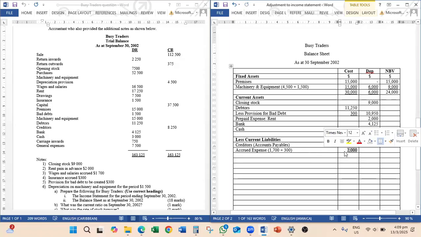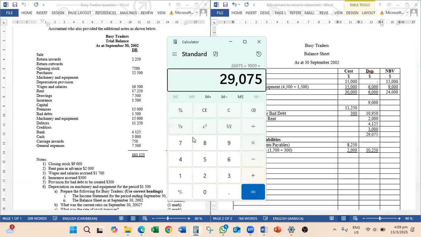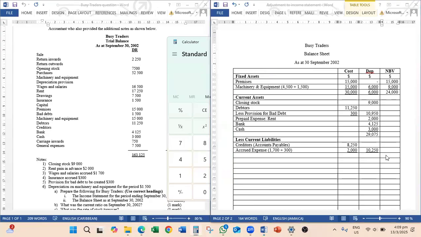So let's add up, right? And we get now 10,250. That is our total current liabilities. And now we're going to subtract our current liabilities from our current assets to get, if you said working capital, that is correct. So minus 10,250 equals 18,825. And this now is our working capital.